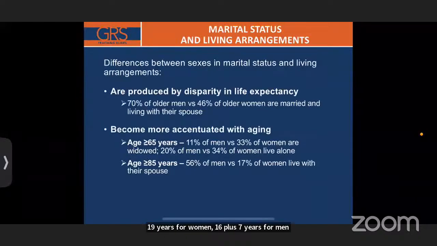Marital status and living arrangements. Differences between sexes in marital status and living arrangements are produced by disparity in life expectancy. 70% of older men versus 46% of older women are married and living with their spouse. Differences become more accentuated with aging. At age 65 and above, 11% of men versus 33% of women are widowed. 20% of men versus 34% of women live alone. For age 85 and above, 56% of men versus 17% of women live with their spouse.